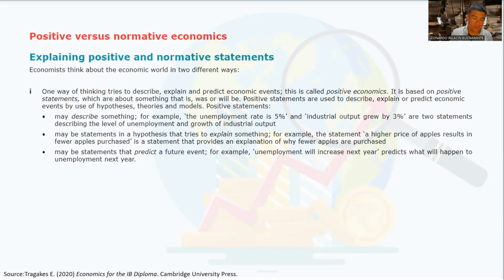One way of thinking tries to describe, explain, and predict economic events. This is called positive economics. And this is based on positive statements, which are about something that is, was, or will be. Positive statements are used to describe, explain, or predict economic events by use of hypotheses, theories, and models. Let me give you some examples of these positive statements.